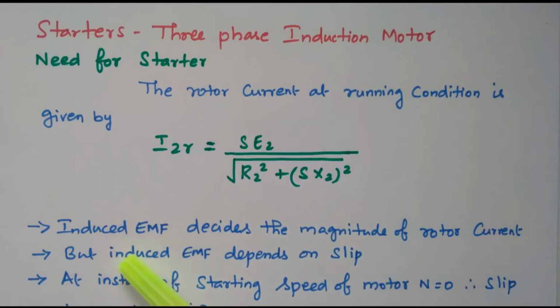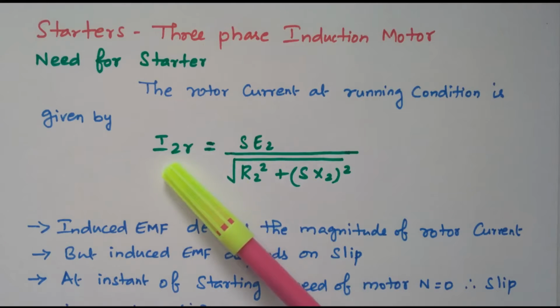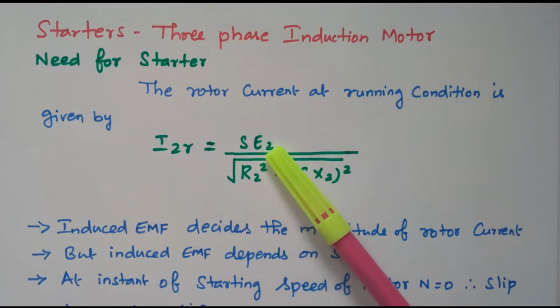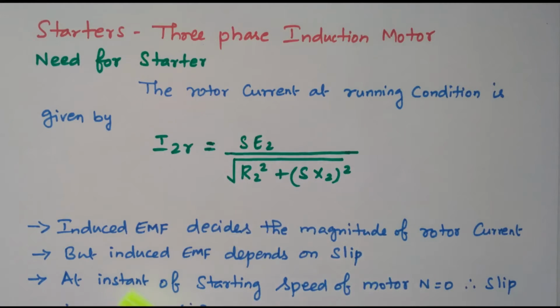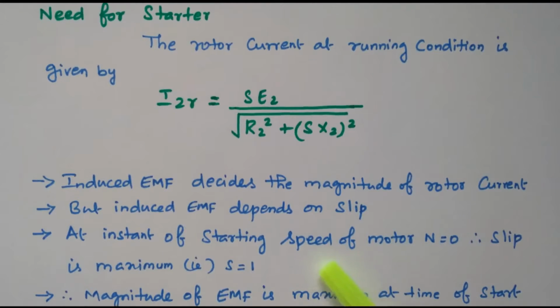So the induced EMF decides the magnitude of the rotor current, because the rotor current depends upon the induced EMF in the induction motor. But the induced EMF depends upon the slip of the motor. The slip is nothing but the difference in speed between the synchronous speed and actual speed. So at the instant of starting, the speed of the motor is 0, so the slip is maximum, S equal to 1.